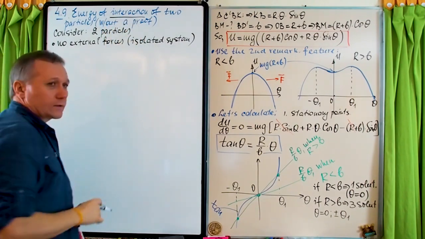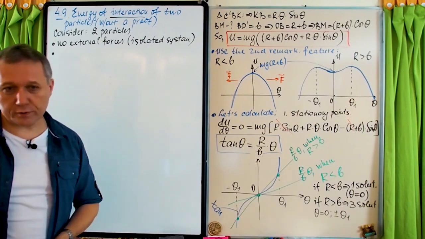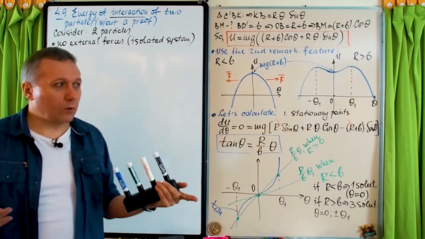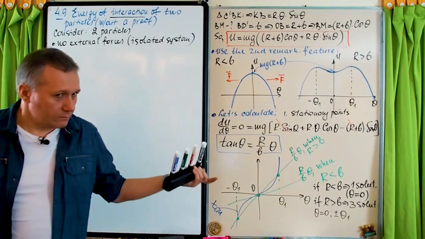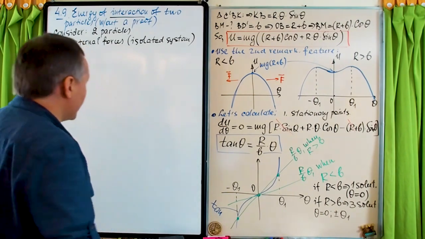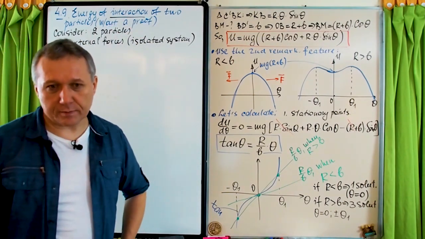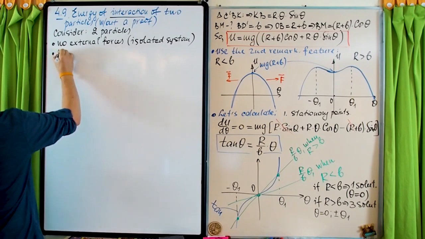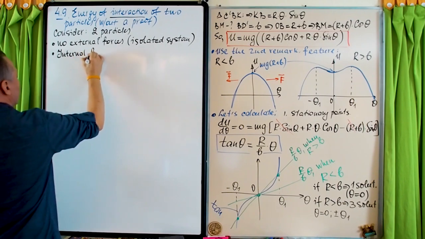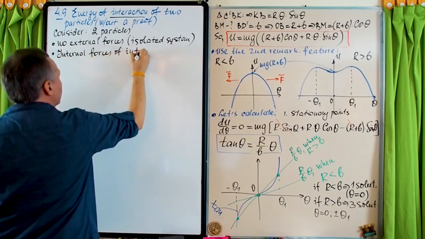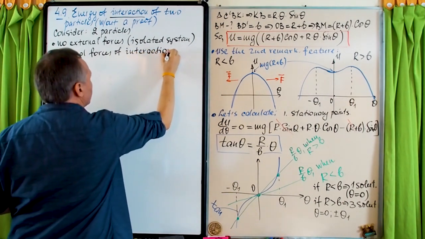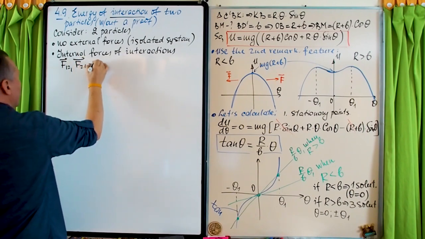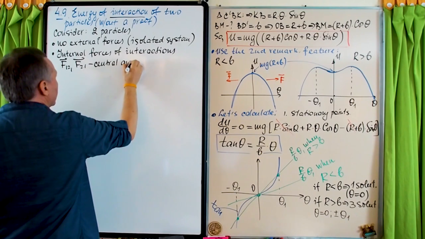Particles are interacting, so there are internal forces, and those internal forces are conservative and central, we're going to assume. Most of the time that's true, because what are the forces of interaction in our common systems? Force of gravity, electric force. Both of them are central and conservative. As a result, all these results can be applied to a tremendous number of systems. So, internal forces of interactions, F12 and F21, and they are central and conservative.